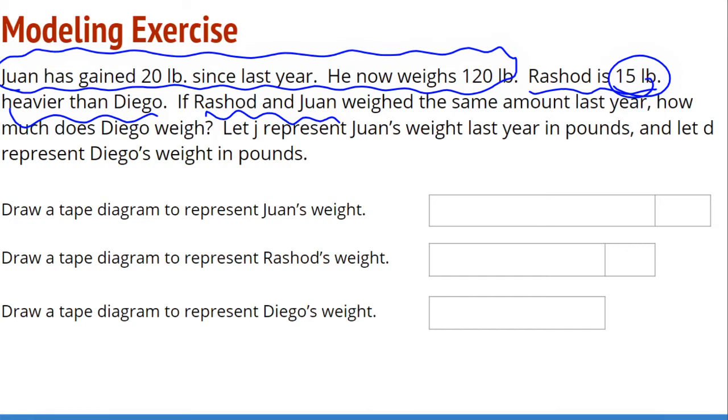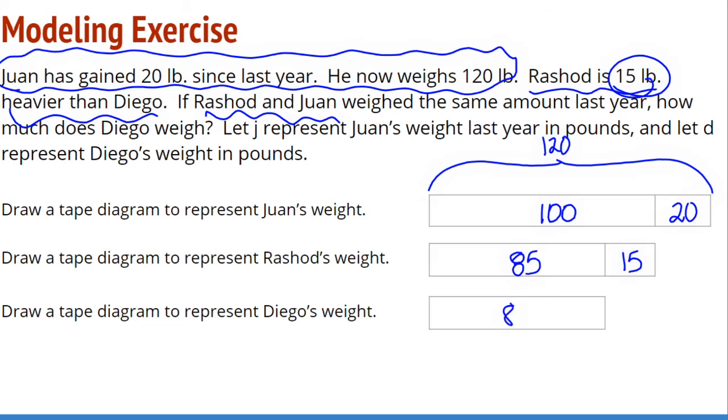So now we can slowly work our way through this and unpack this. We know, and I already drew this, that at the moment Juan is at 120, and we know that this is 20. So we know that this is 100. We know that there's a difference of 15 between Diego and Rashad. So this is 100, take away the 15, and I'm at 85. So now there are all my numbers to represent what's happening here.